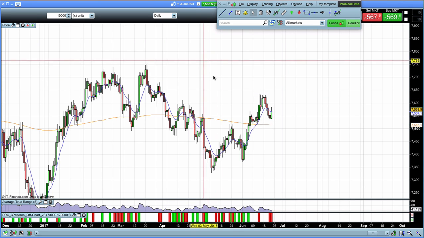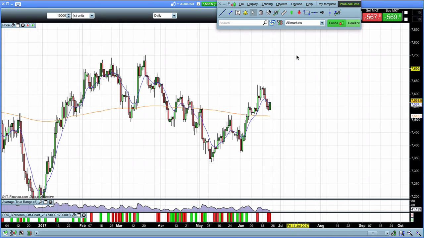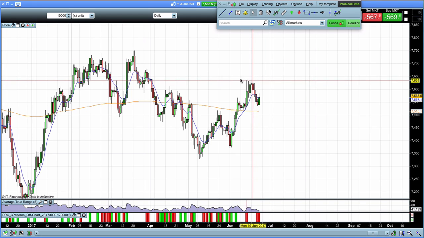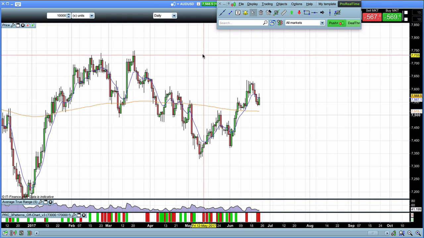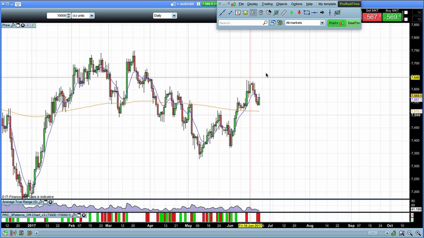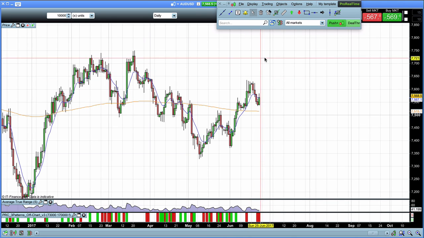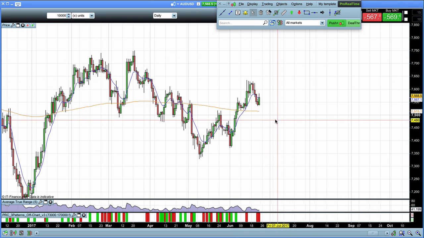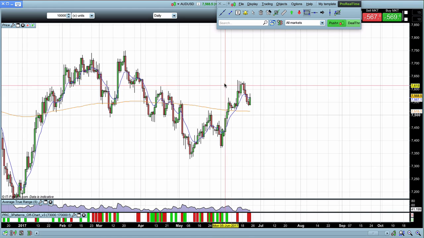Okay, so first of all, we went over that potential ascending triangle last week on this market. I'm not going to go over that every week because it is a higher time frame. What I will do is look at that more in depth when the market starts to test either of those key levels.